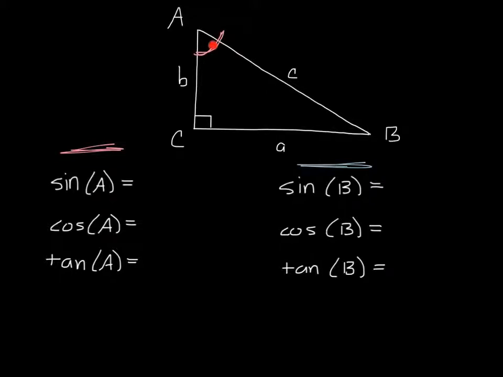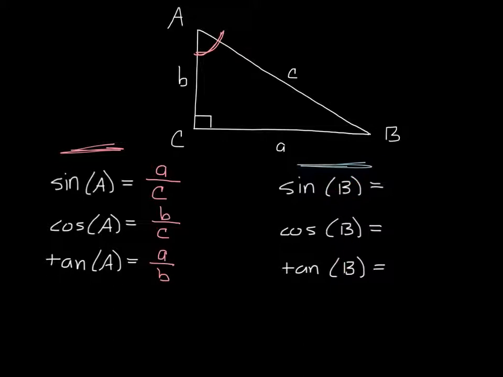What side is opposite angle A? Side A. The hypotenuse is side C. So sine of angle A is opposite over hypotenuse. The cosine of angle A is adjacent over hypotenuse, B over C, and the tangent is opposite over adjacent, A over B. And it's the same exact idea when we move over here to do angle B.